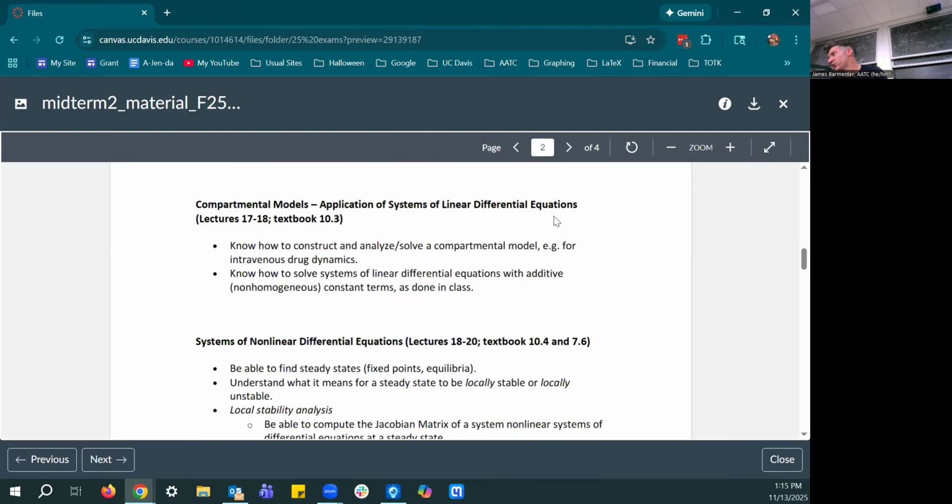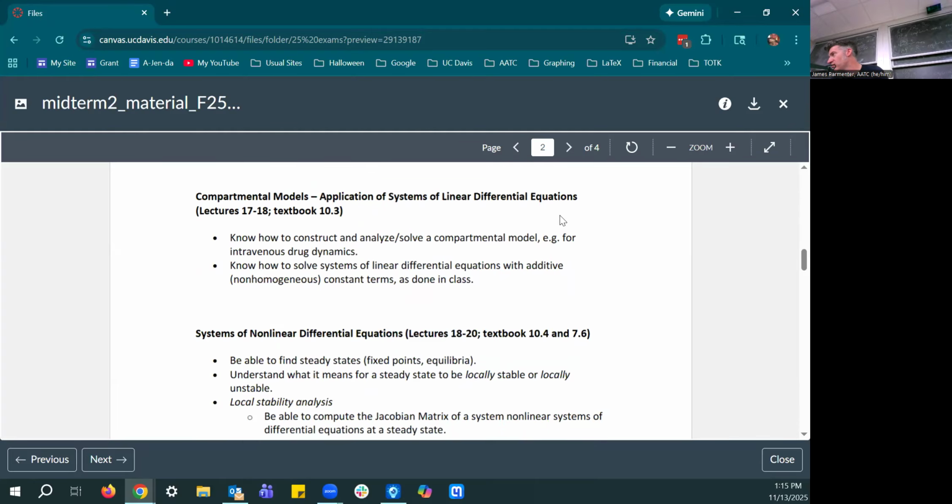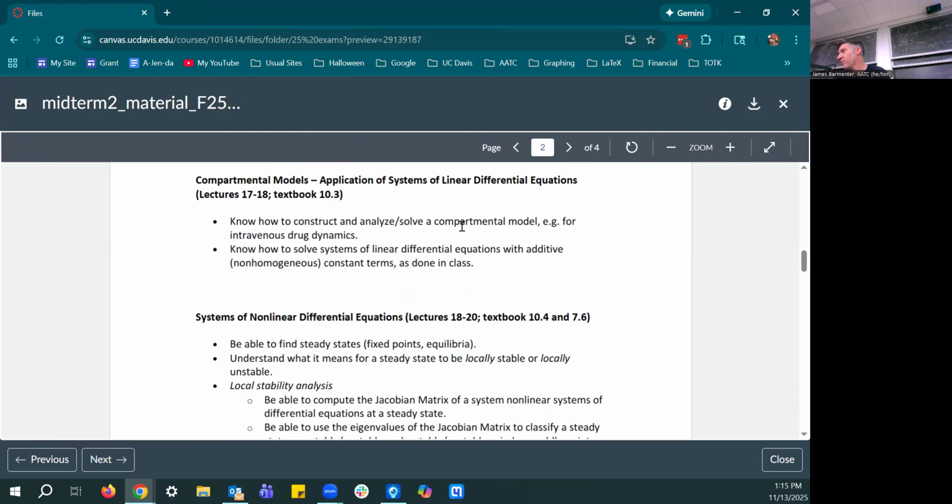Compartment models. Okay, we should probably do some of those on Tuesday. Know how to construct, analyze and solve a compartmental model for intravenous drug dynamics. Know how to solve systems of linear differential equations with additive, non-homogeneous constant terms as done in class. That's something we can talk about more on Tuesday.